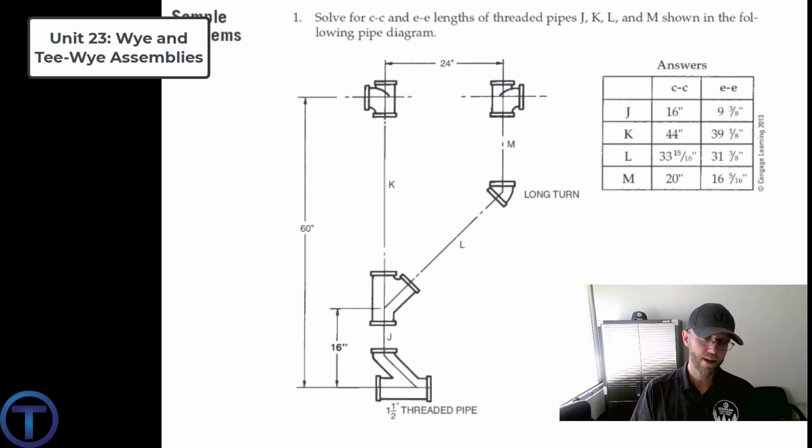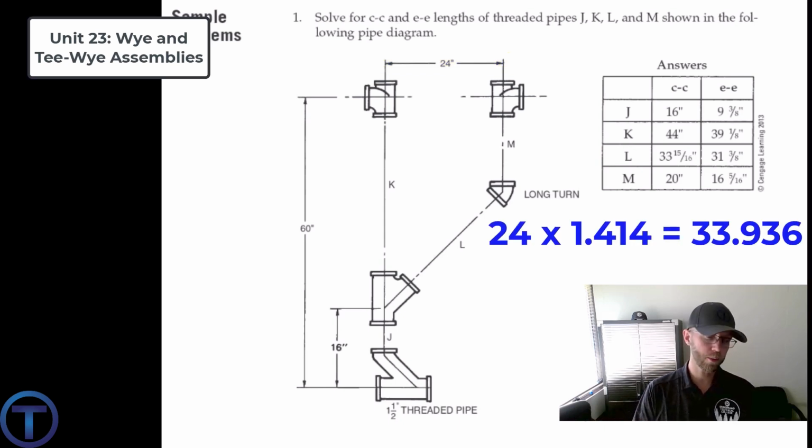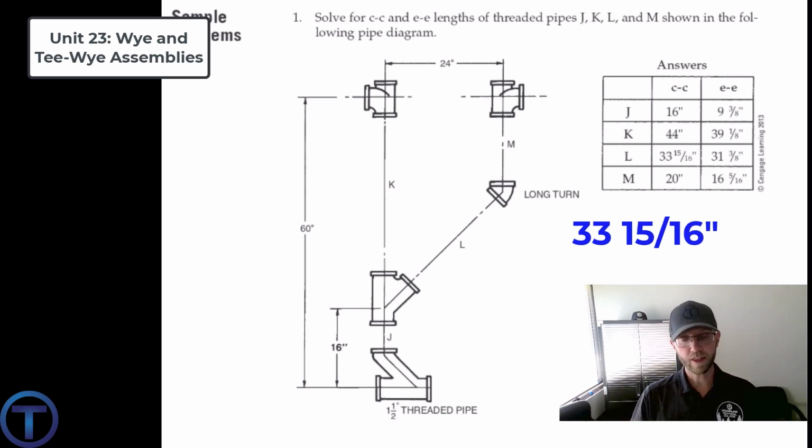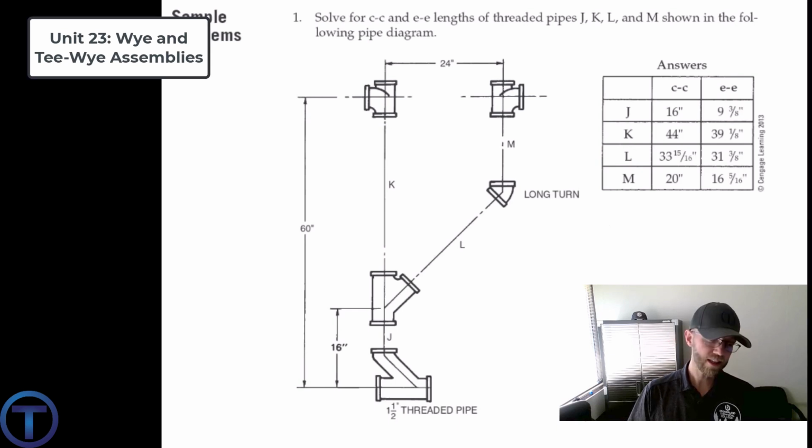How about L? For L, we're going to look up to the top. We have an offset here. It comes off from that Y. As it branches out, it comes to a 45 and then turns up straight and goes parallel. The offset between those is 24 inches. So we can use our plumber math that we're used to. We take 24 times 1.414. We know that we can use that because these are 45-degree angles. We're using 45-degree fittings. 24 times 1.414 is 33.936, or 33 15/16.